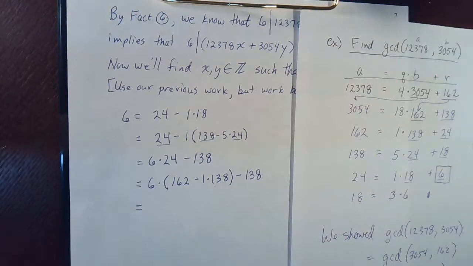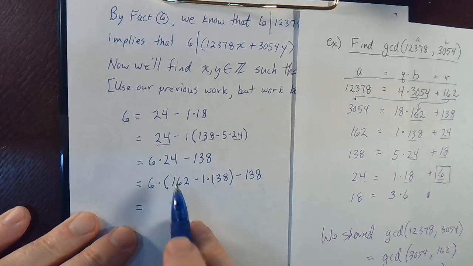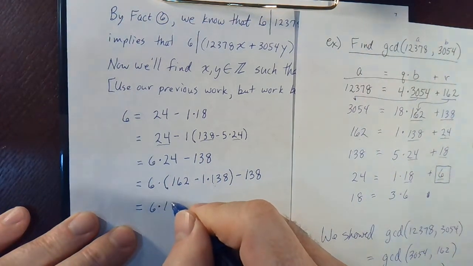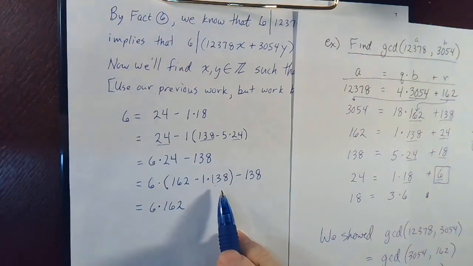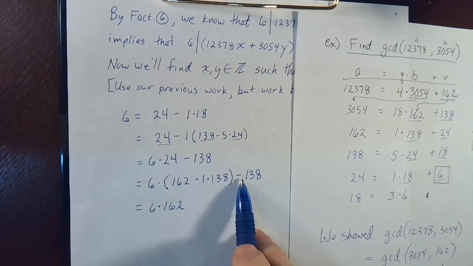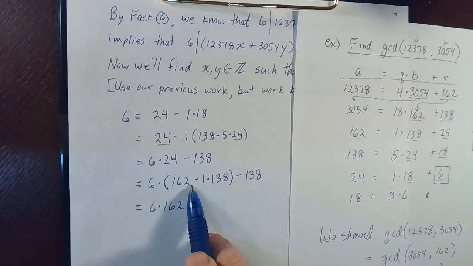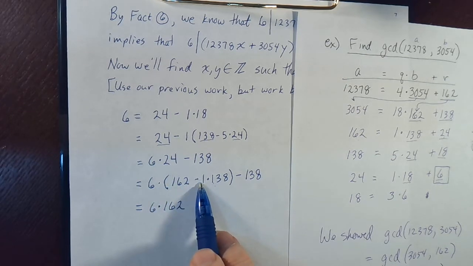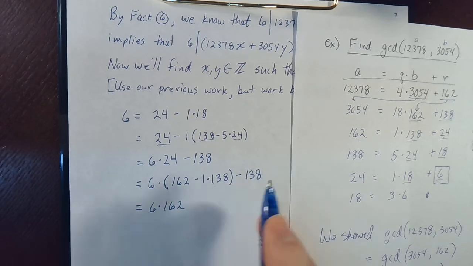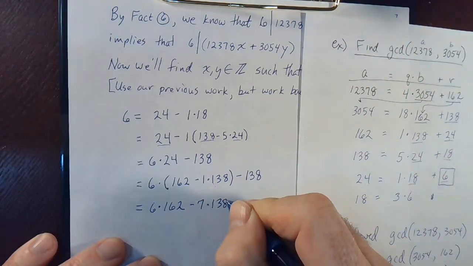So we've got 162s and we've got 138s that we want to group together. I have a total of how many 162s? Well, if we distribute through, it would be 6 times 162. Now, how many 138s do I have? I've got negative 1 of them here. This would be like saying plus negative 1 times 138. And this, if I distribute the 6 through, would give me a negative 6 times 138. Negative 6 of them minus another one gives me minus 7 times 138.